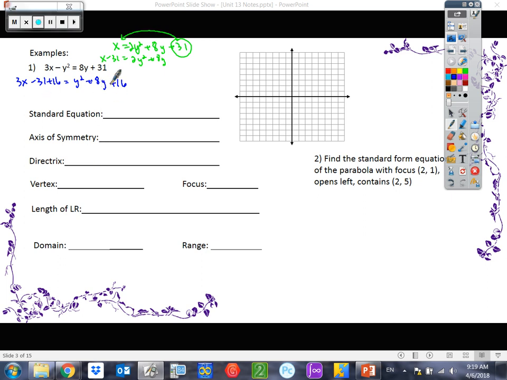So now that I have completed the square, this is a perfect square, and I can factor it to be y plus 4 squared. And then, let's see, negative 31 plus 16 is a 15. Actually, negative 15.